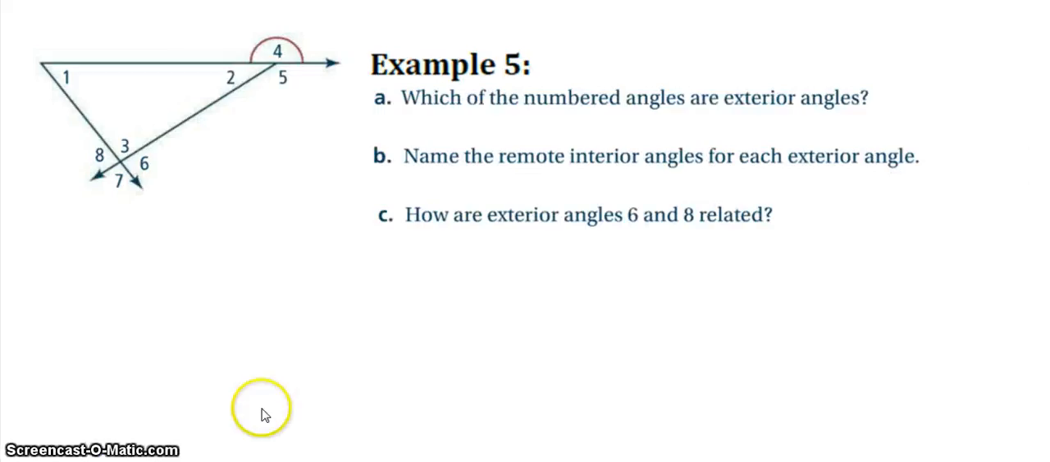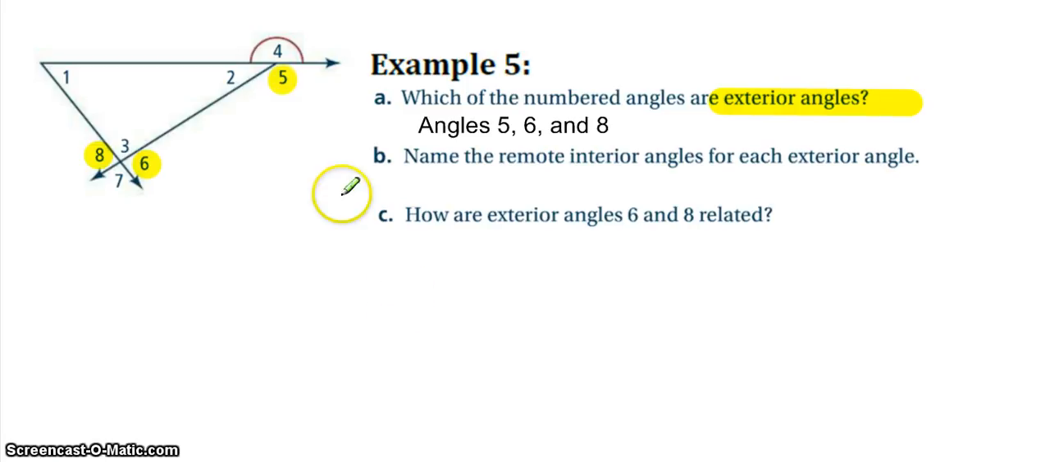So now we're going to wrap up this lesson by looking at our example 5 here. We're going to say which of the numbered angles are exterior angles. Now be careful. Some people will really quickly say, okay, 4, 5, 6, 7, and 8 because they're all outside the triangle. That's not true. Remember that an exterior angle must have a corresponding set of remote interior angles. So when you're looking for an exterior angle, you need to be able to match it up with its two remote interior angles. So pause the video, try to answer all three of these questions. I'm going to come back and answer them one at a time.